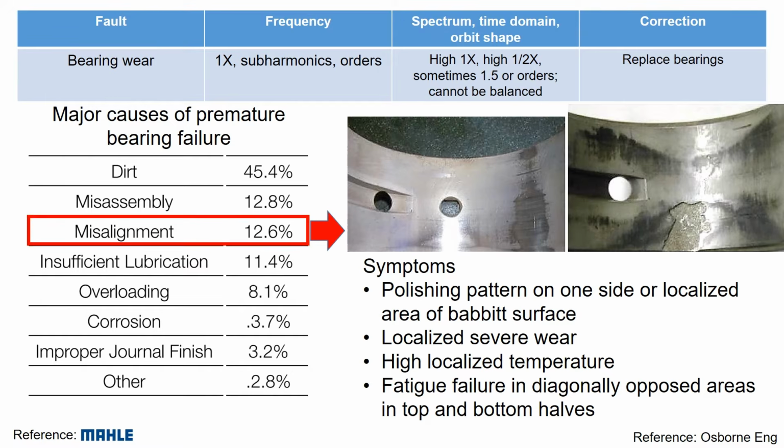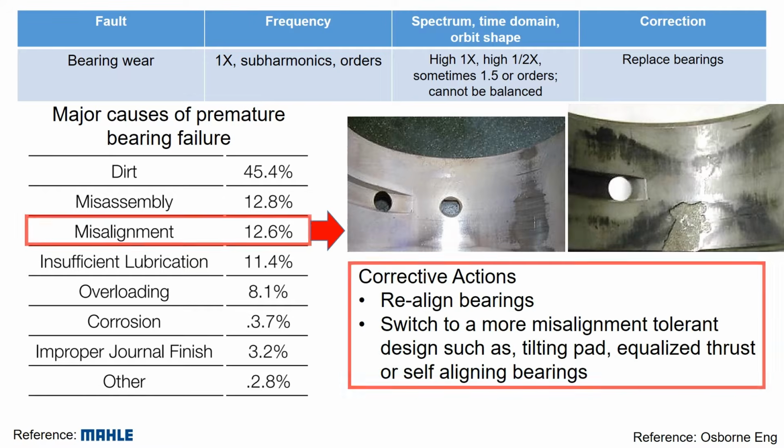If you examine bearing wear due to misalignment, the symptoms are a polishing pattern on one side or localized area of the babbitt surface, localized severe wear, high localized temperature, and fatigue failure in diagonally opposed areas in the top and bottom halves. The corrective actions involve realigning bearings or adopting misalignment tolerant designs.